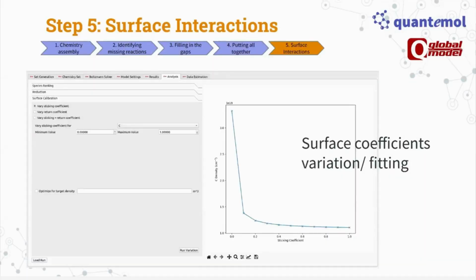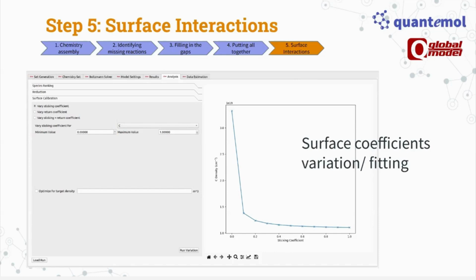Last but not least, the information on surface chemistry is very scarce, and of course it's also variable, sometimes reactor to reactor and so on. So the solution, which we discussed with our clients and which was inspired by clients' demand, is to provide a fitting ability to fit data. If they have experimental data, we can fit surface coefficients with that data as best as possible.